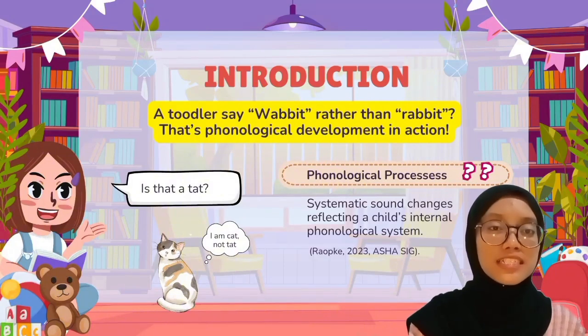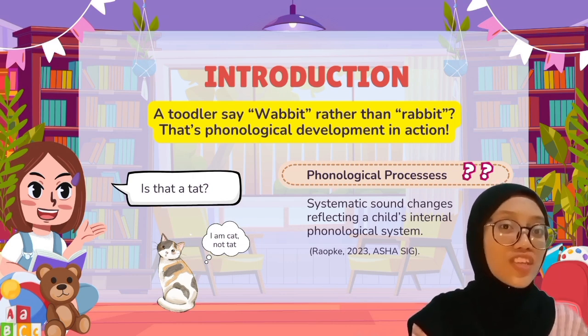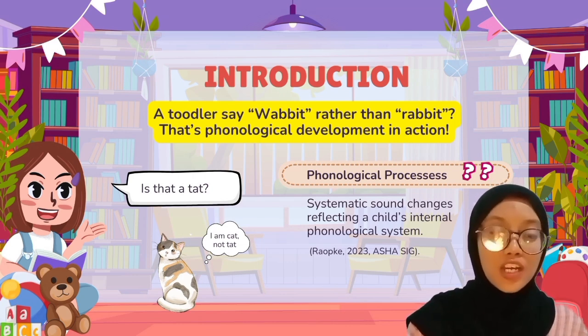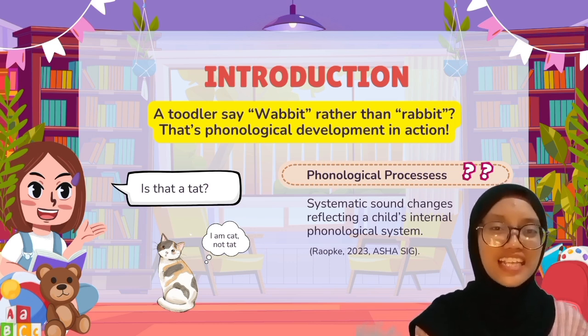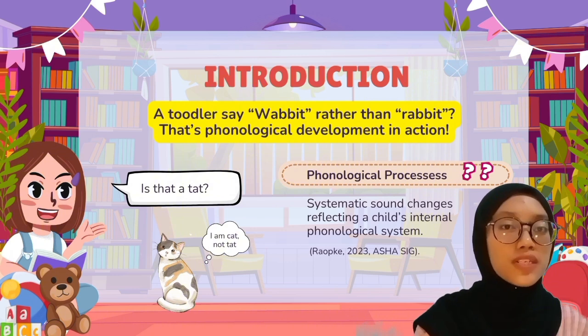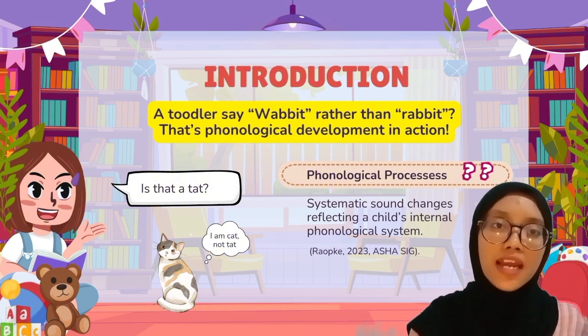Okay, first of all, let's talk about the introduction. So if you guys ever noticed a toddler say wabbit rather than rabbit, you have seen the normal aspect of their basic phonological development. According to Rabke in 2023 in Asia Special Interest Group, phonological processes refer to systematic changes in sound that reflect the children's underlying phonological representation. To differentiate speech sound abnormalities from normal developmental patterns, these processes might be evaluated.